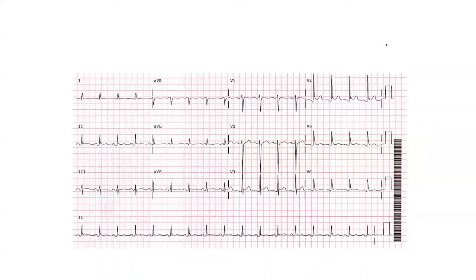Okay, there is narrow complex tachycardia, sinus rhythm. There is a diffuse subtle ST segment elevation. Very good. With the PR segment elevated in aVR and depressed in the other leads. This is most probably pulmonary embolism. Or pericarditis. Yes. Actually, you have described all the ECG features of pericarditis.